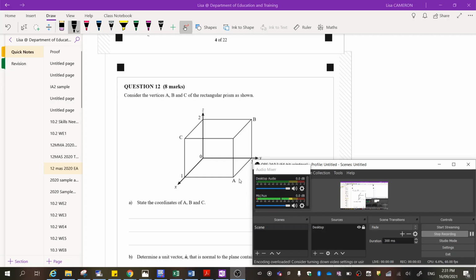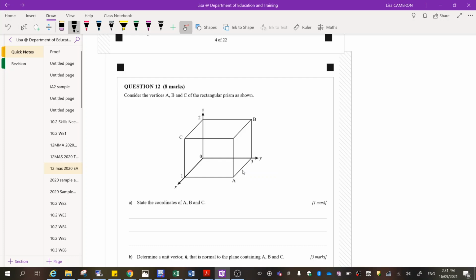Okay, so today we'll be doing question 12. Firstly, you need to consider the vertices A, B, C of the rectangular prism shown. So, there's A, B, C. State the coordinates. For coordinates, you always do X, then Y, and Z. So, to start off, coordinates A.